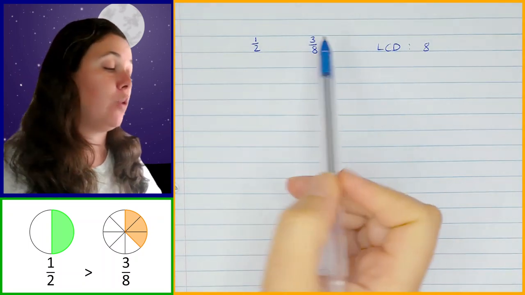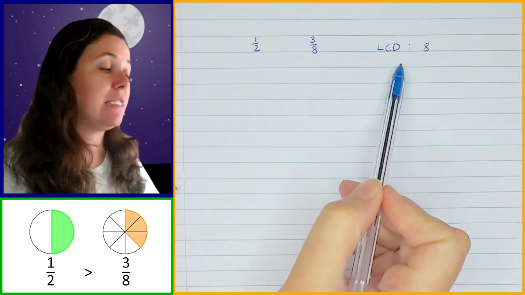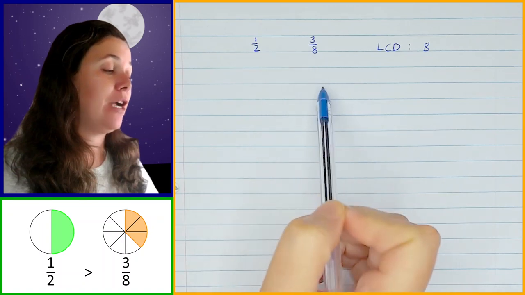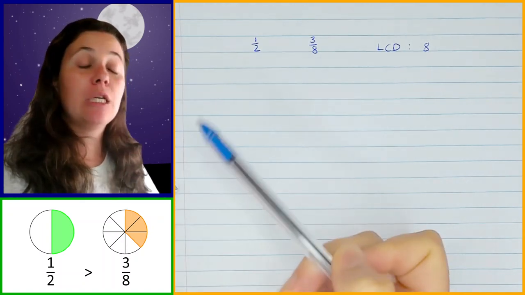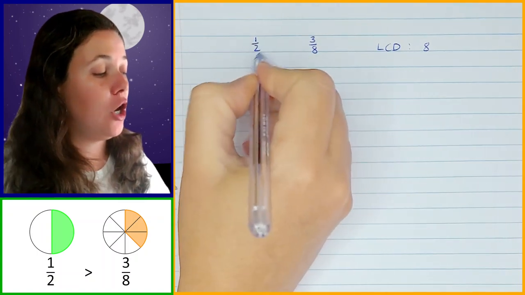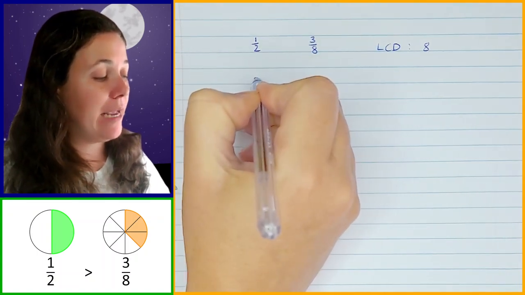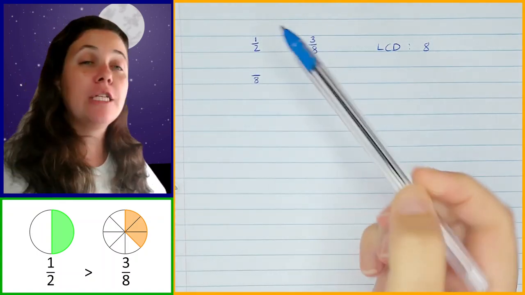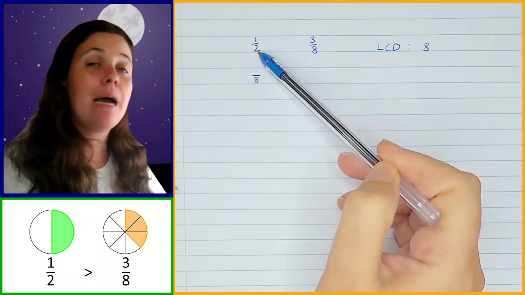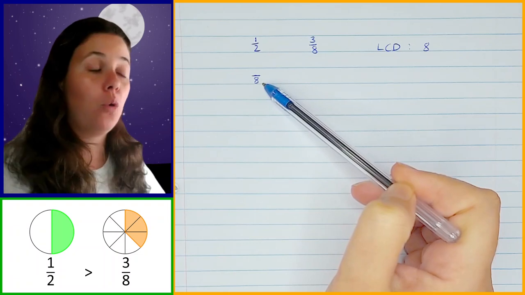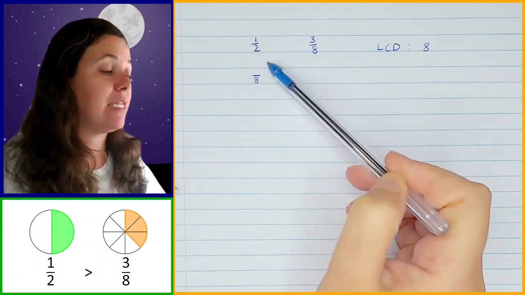So what I'm going to do once I've determined what my LCD is, I need to change any fractions that don't already have that as the denominator by using equivalent fractions. So I'm going to change the half to something over 8. Now I need to look and see, what do I do to 2 to get 8? I multiply it by 4, which means I need to multiply the numerator by 4 as well.